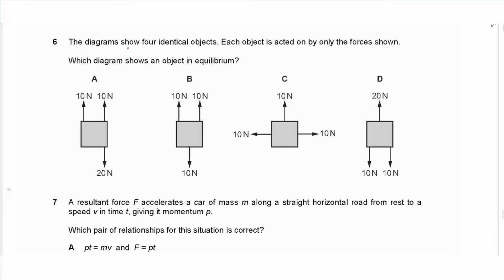Question 6 says the diagrams show 4 identical objects. Each object is acted on by only the forces shown. Which diagram shows an object in equilibrium? For choice A, we have 20 newtons downwards and 20 newtons upwards. That's a resultant force of 0. But if you take a pivot at this point, these forces cancel out, but the 10 newton would have a clockwise moment. So this is not an equilibrium. As for B, the 10 newton downwards is not balanced by the 20 newtons upwards, so there is a resultant force of 10 newtons upwards. For C, the 10 newtons on the sides cancel out, but the 10 newtons upwards is not cancelled by anything at the bottom. So it is not C, so it must be D.